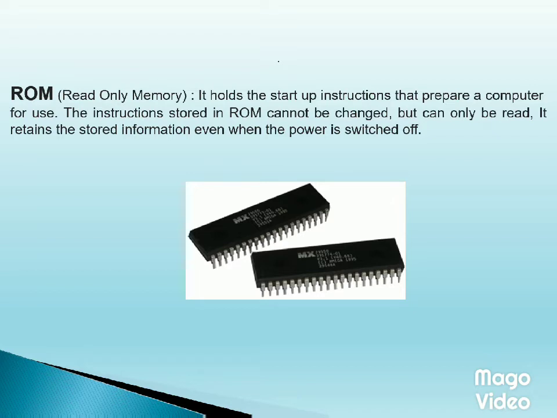ROM, read-only memory. Children, when you turn on the computer, certain boot up instructions are executed, which are used to make the computer ready. So these instructions are stored in ROM. These instructions cannot be changed or erased from the memory. So it is known as a permanent memory. It is called non-volatile in nature. Why? Because the data stored in this cannot be erased. So we cannot write anything into this memory, but we can only read it. And even when the computer gets switched off, the data is not erased.